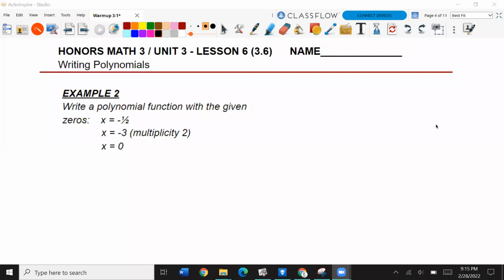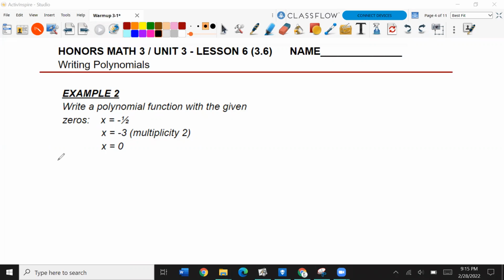Okay, welcome back, guys. This is example 2. In this problem and the preceding problems from here on out, you're going to see the zeros given to you, and we're going to be asked to write a simplified polynomial function given those zeros. So what we want to do is work the other way and get the factors.